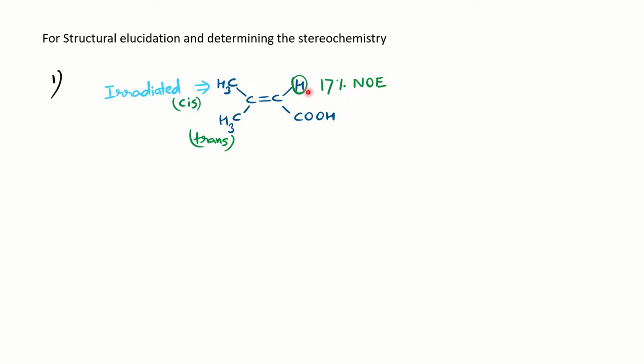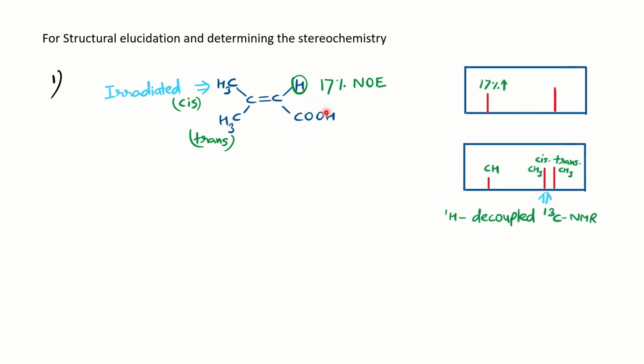So now if you irradiate, let's say, the methyl which is cis to the vinylic proton, then we have observed that there is 17% enhancement in the NOE for the vinylic proton. While if you irradiate the trans methyl, then there is no enhancement in the proton signal. So the methyl which does not give any NOE on irradiation is the trans methyl, while the other methyl, which causes the 17% NOE after irradiation, is cis to the vinylic proton, and so you can assign the stereochemistry.